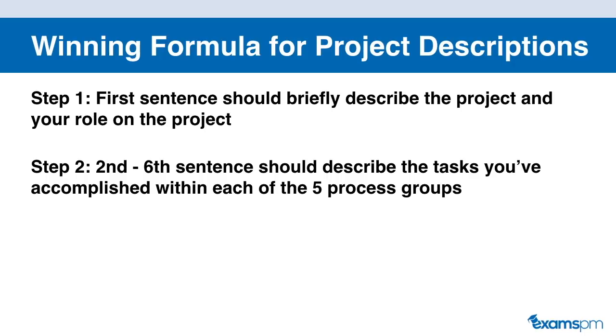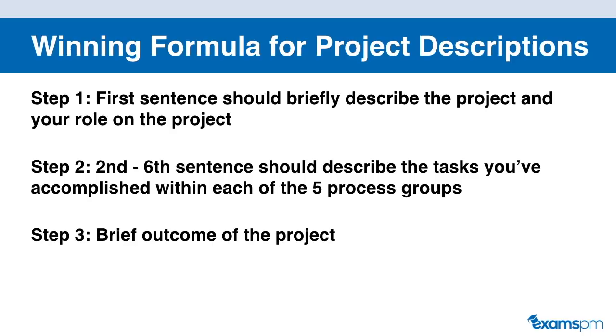And the 5 process groups in PMI are initiating, planning, executing, monitoring and controlling, and closing, right? So you want 1 sentence for each of the 5 process groups, and then in each sentence, make sure you include at least 1 terminology from that process group. And we'll take a look at the terminology, and we'll take a look at an example of a good project description as well. And then the third step is just to briefly describe the outcome of the project.